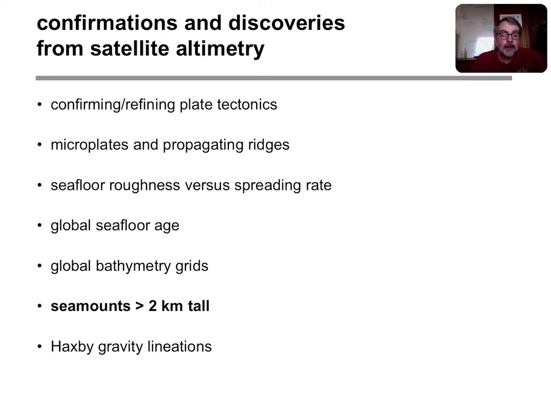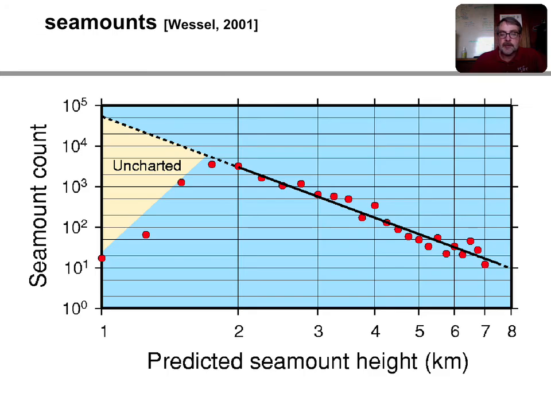One other contribution from altimetry is to map out the seamount distribution in the oceans. And Paul, I think, talked about this. He's done most of the work in this area with students. Basically, what they find is you can discover all the seamounts that are greater than 2 kilometers high. These are big features, and there are a few thousand of them.